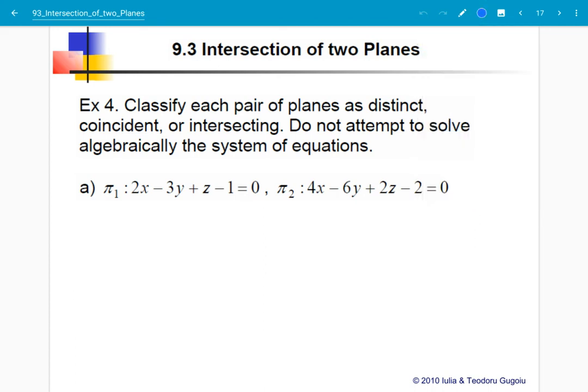Okay. Classify each pair of planes as distinct, coincident, or intersecting. Do not attempt to solve. Okay. 2 times normal 1 is equal to normal 2. Therefore, plane 1 is parallel to plane 2. 2 times D1 is equal to D2. Therefore, planes are coincident.